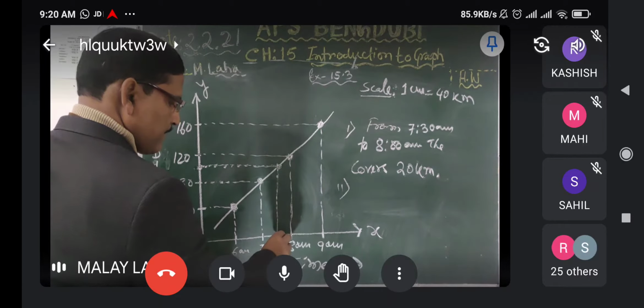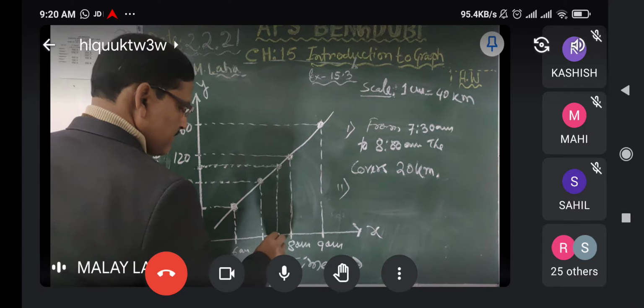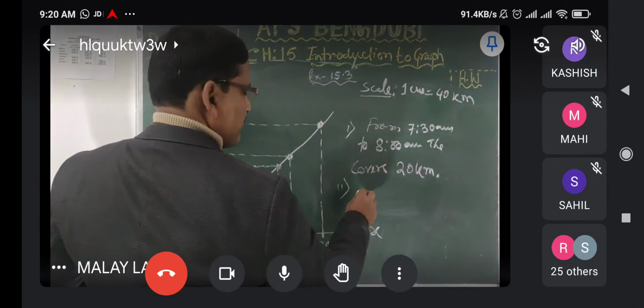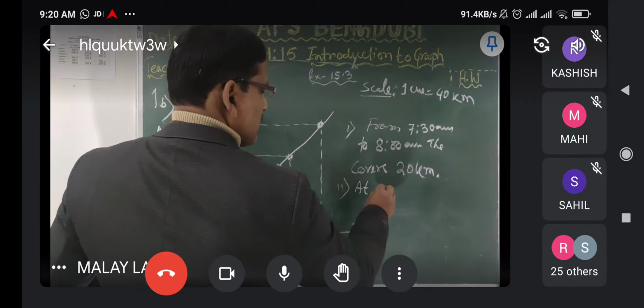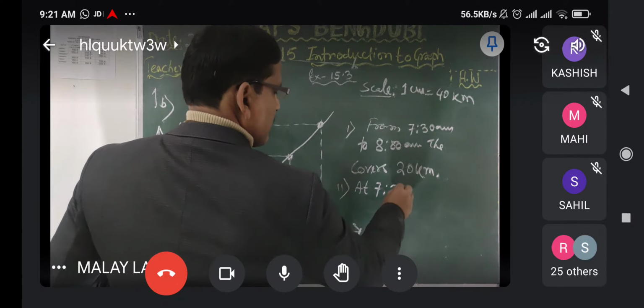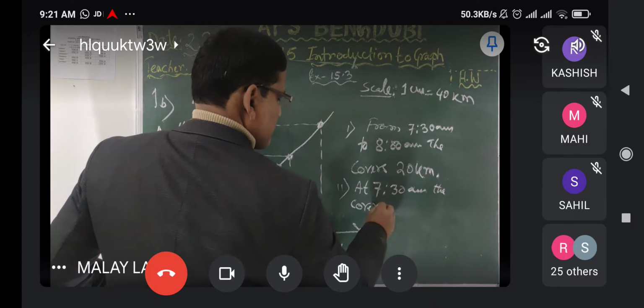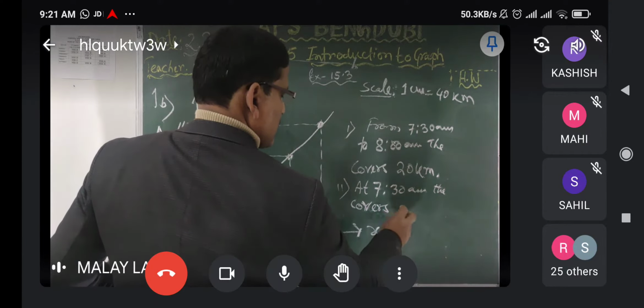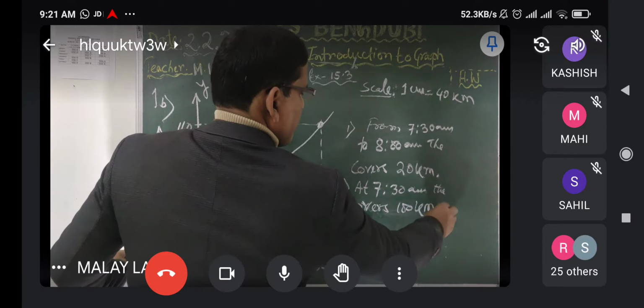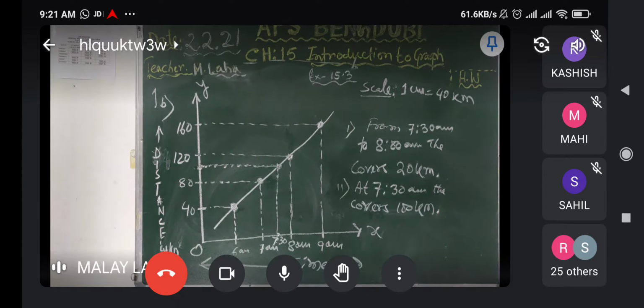This is the position of 7:30. So at 7:30 am the car covers 100 kilometer. At 7:30 am car covers 100 kilometer. Got it? At 7:30 am the car covers 100 kilometer.